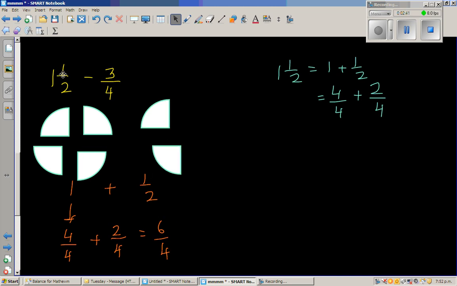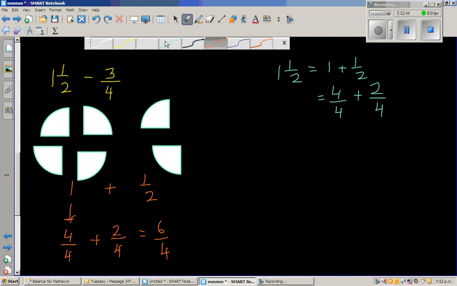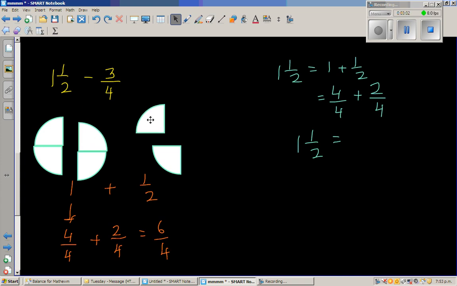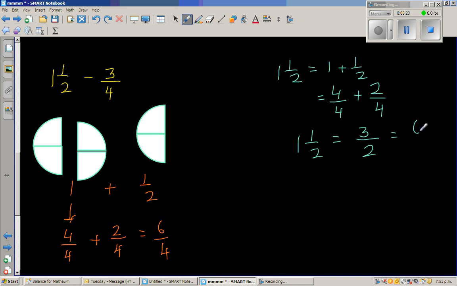If you want to think in your mind, if someone says 1 and 1/2, you should be able to see that 1 and 1/2 is how many halves? Let us see this as half. So how many halves are there? This is 1/2, this is 2/2, and this is 3/2. Can you see this is a half? So 1 and 1/2 is nothing but 3/2. This is the first half, this is the second half, this is the third half. And this 3/2 is nothing but 6 quarters.